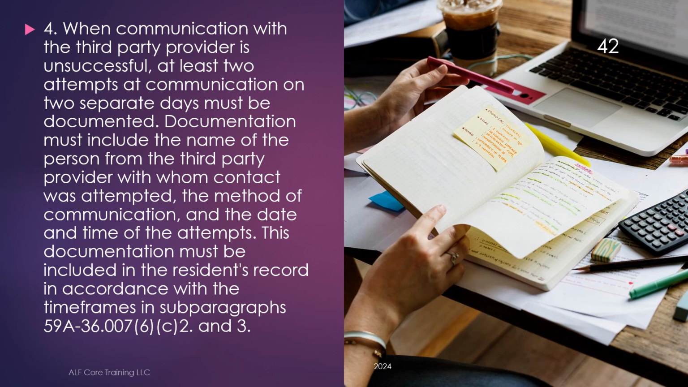When communication with the third-party provider is unsuccessful, at least 2 attempts at communication on 2 separate days must be documented. Documentation must include the name of the person from the third-party provider with whom contact was attempted, the method of communication, and the date and time of the attempts. This documentation must be included in the resident's record in accordance with the timeframes.